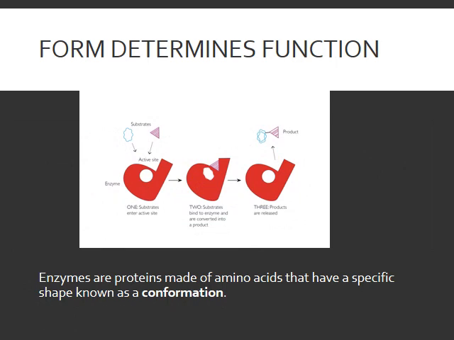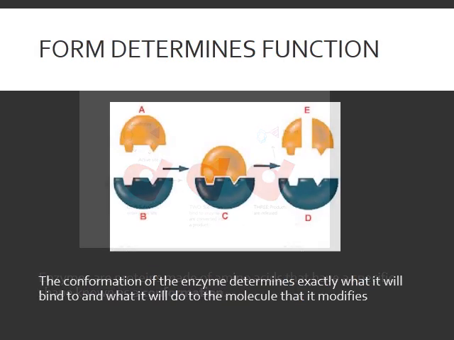So enzymes are going to be proteins made from amino acids that have a very, very specific shape, and that shape is called its conformation. This P shape here is its conformation, its size, its shape. The conformation determines exactly what that enzyme will bind to. It's very, very specific. They're not general.